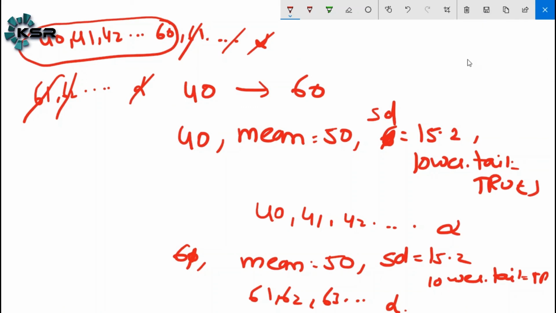Which case? Lower.tail equal to TRUE, right? Sorry, lower.tail equal to FALSE. My mistake.